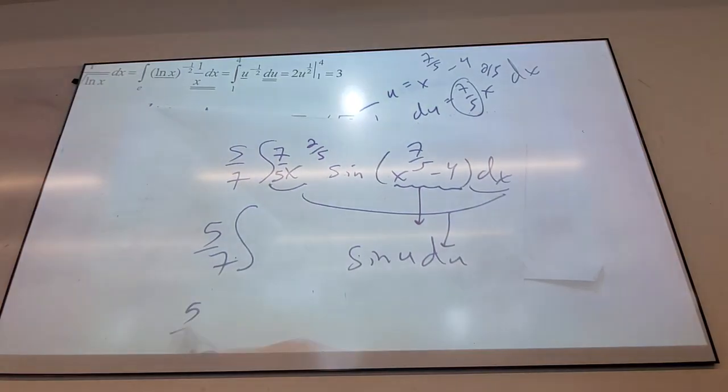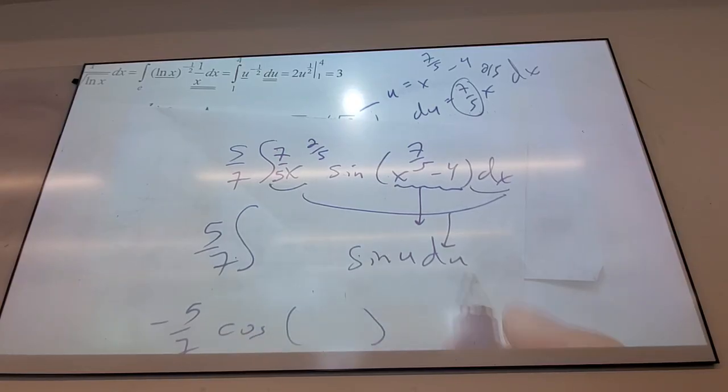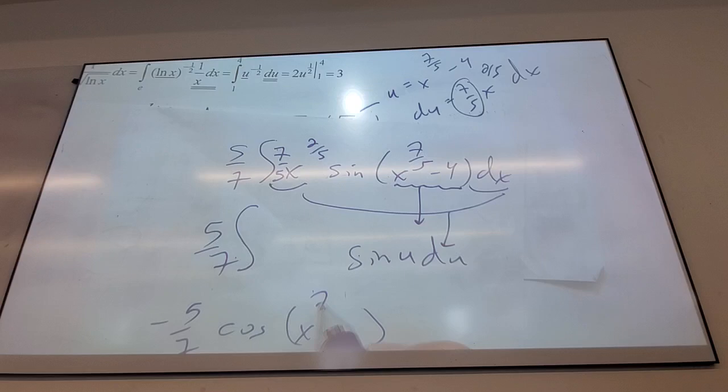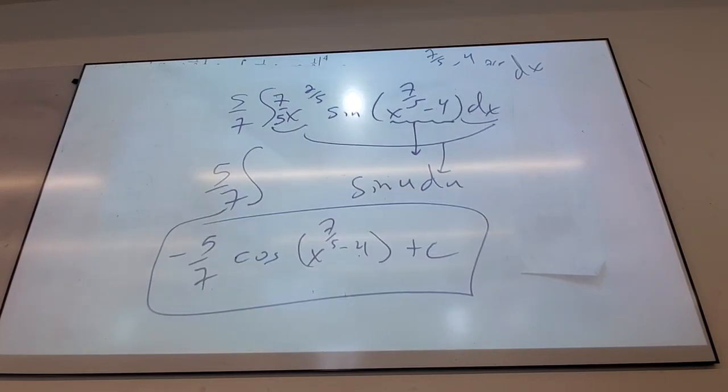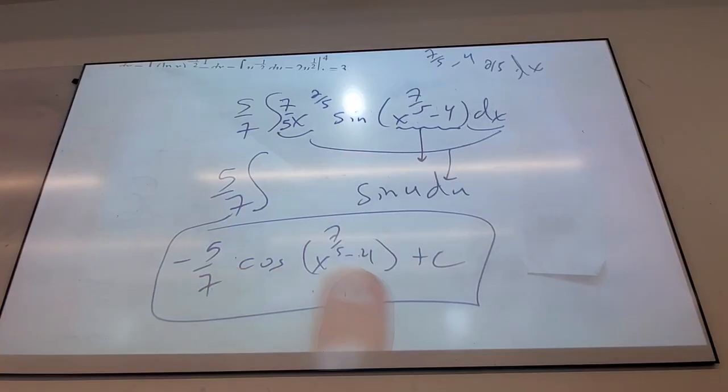I mean, just to finish this up, the integral is sine, negative cosine, and u was x to the 7/5 minus 4, so there you go. Integral sine u is negative cosine u, you have the 5/7 there, and u was x to the 7/5 minus 4, bam.